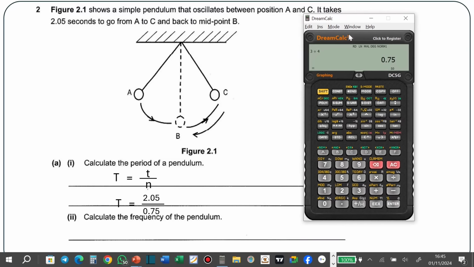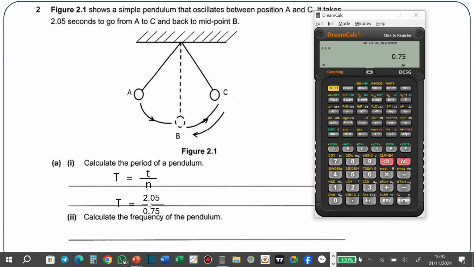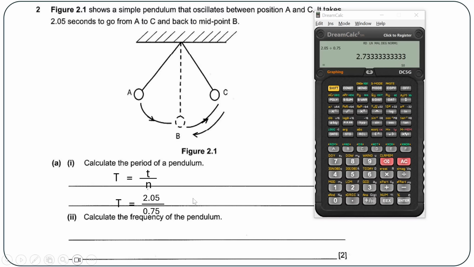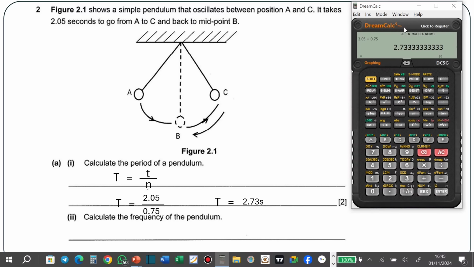Now if we divide 2.05 by 0.75, we will get 2.7333. So we'll say, therefore, the period is equal to, going up to 2 decimal places, 2.73 seconds. Period is measured in units called seconds. When you forget to put units, you are going to get this question wrong.